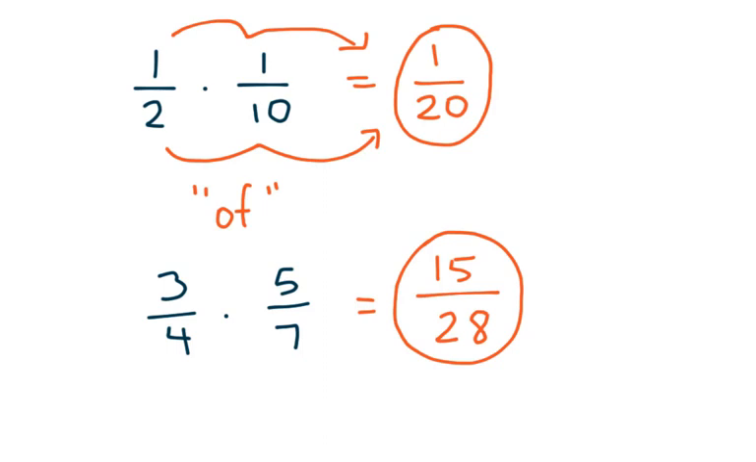Key things to remember are if you're going to add or subtract fractions, you need a common denominator. If you're going to multiply fractions, you don't.